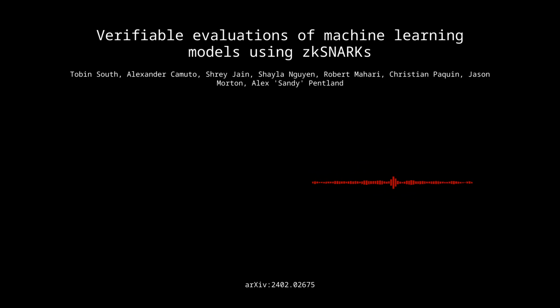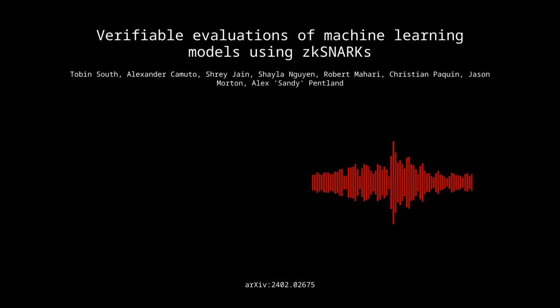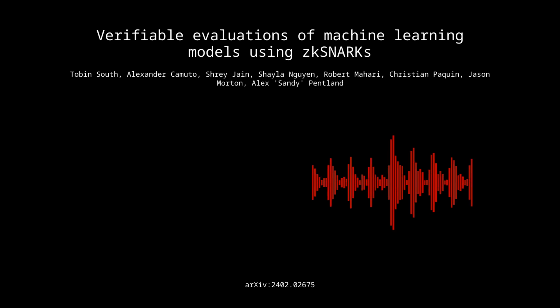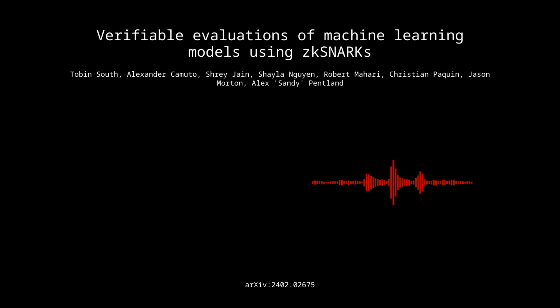Ready for another deep dive. Today, things are going to get really interesting. We're going to be talking about machine learning models, but specifically the closed source ones, those where we can't actually see all the inner workings. How do we really know that they're doing what they claim? How do we verify their performance?